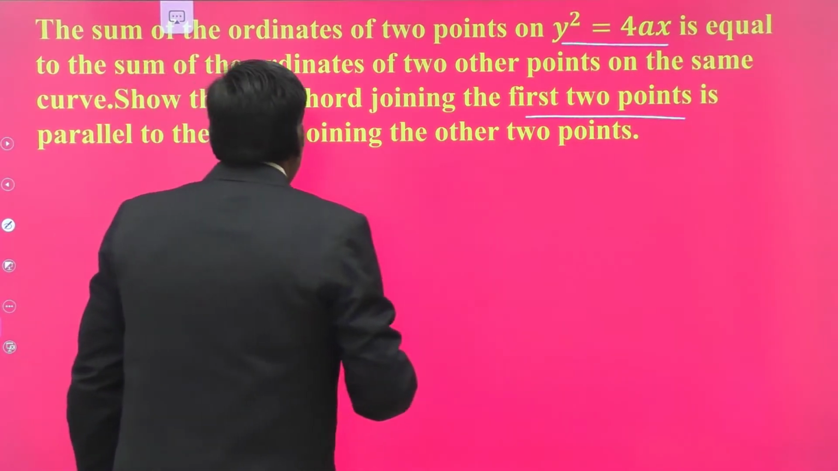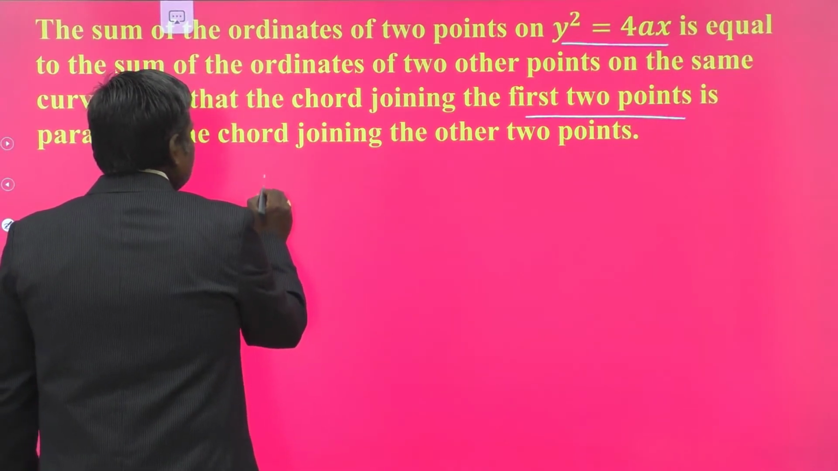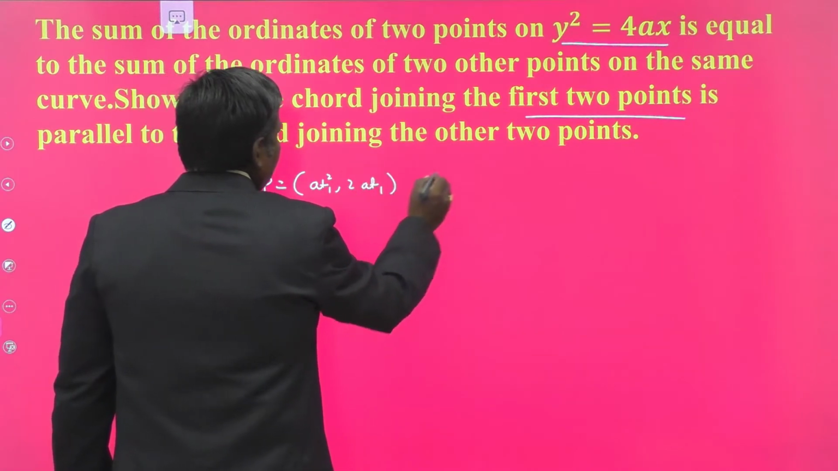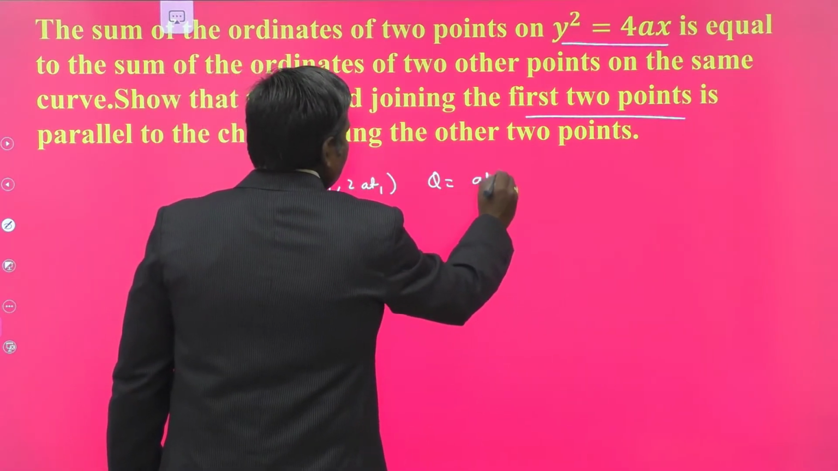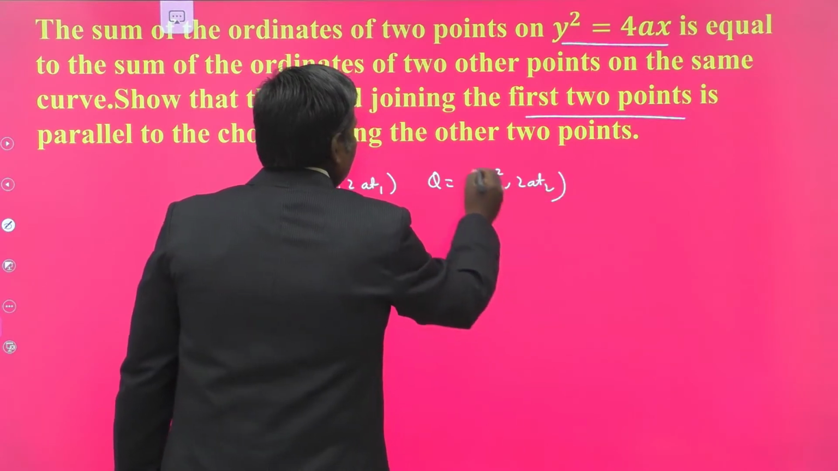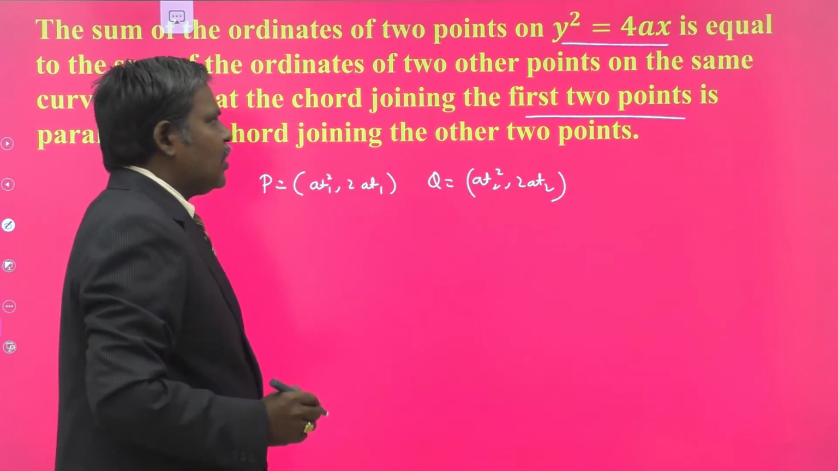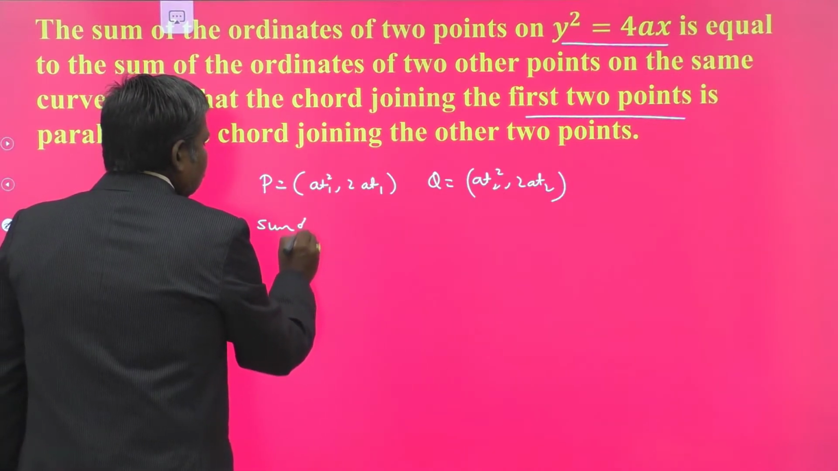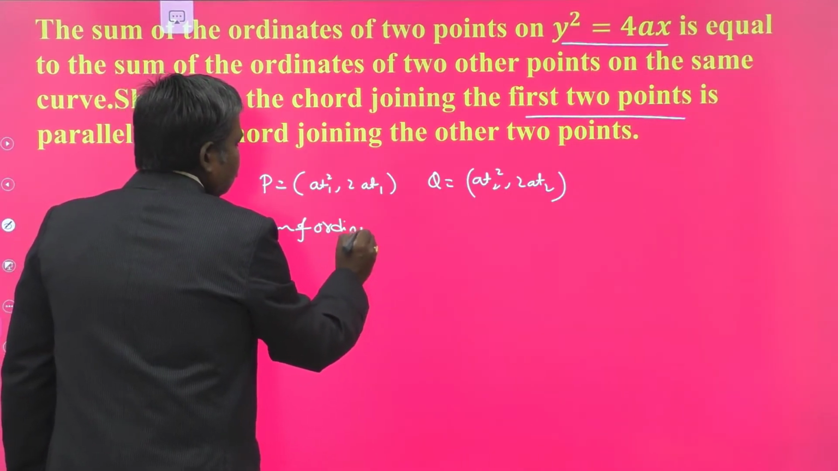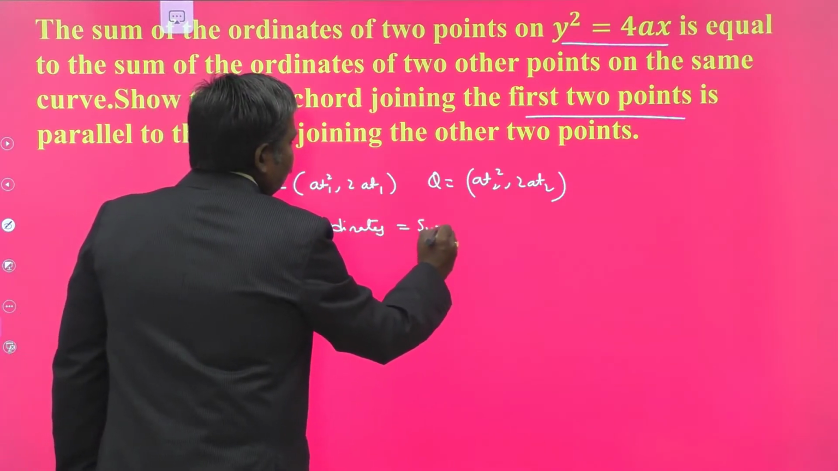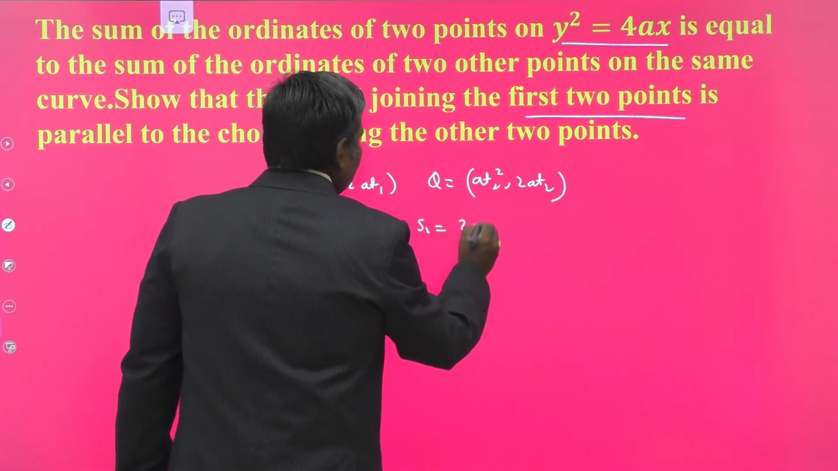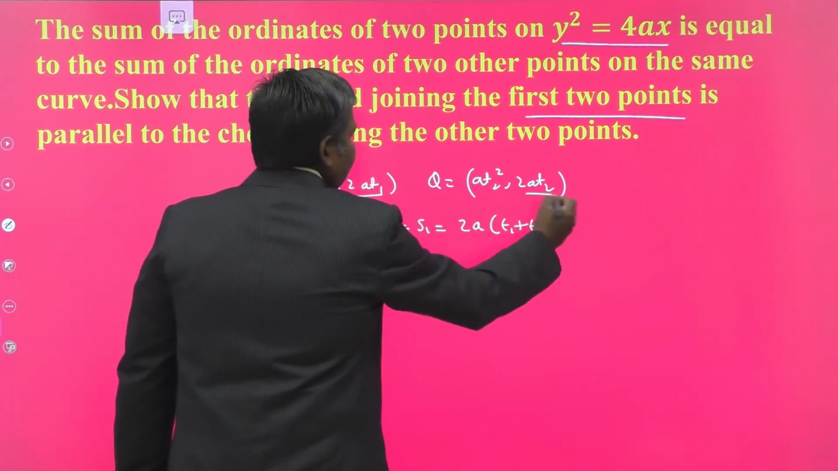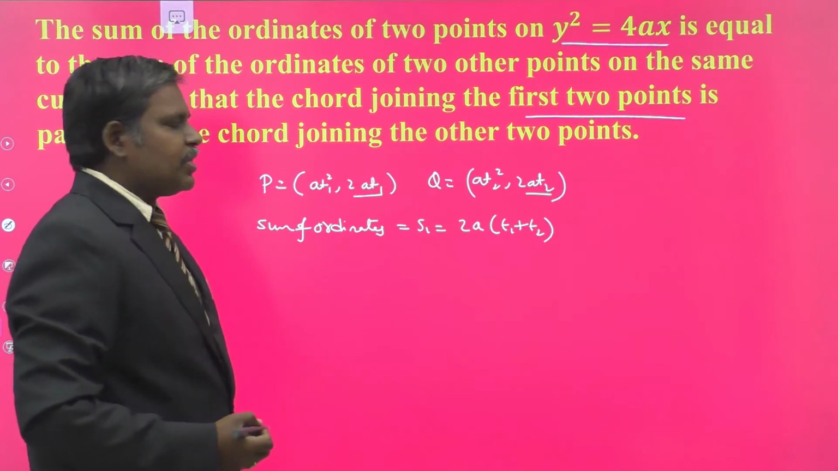That's all. So first of all, we take the 2 points. P is equal to (at1 square, 2at1) and Q is equal to (at2 square, 2at2). These are the first 2 points on my parabola y square equal to 4ax. Sum of ordinates, say S1, is equal to 2a into (t1 plus t2), that is 2at1 plus 2at2. These are ordinates. Its sum is 2a into (t1 plus t2).